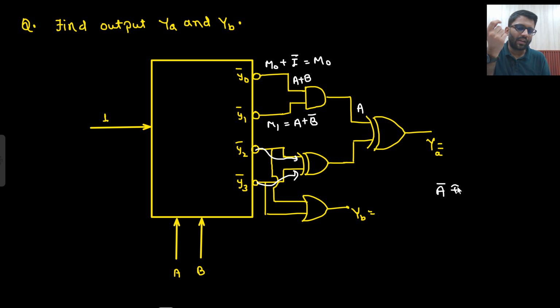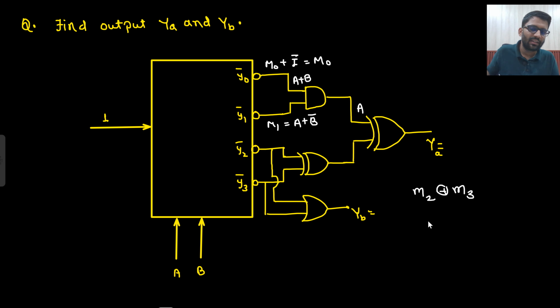A bar XOR B bar will be equals to what? A XOR B only. Yes or no? If this inverter is traveling here, this inverter is traveling here. Basically, this is traveling here, this is traveling here. So this is M2 XOR M3 only.